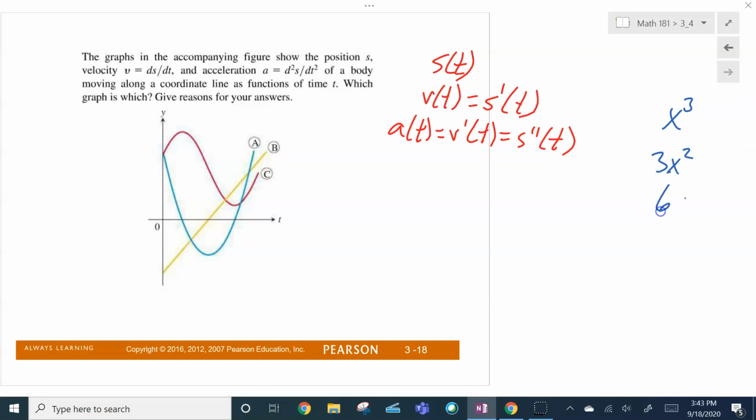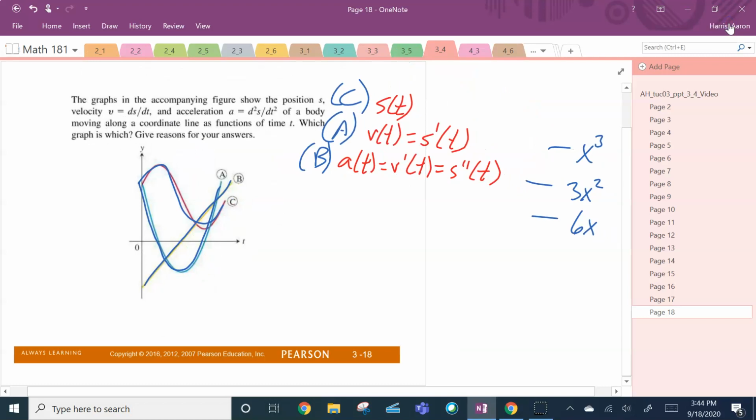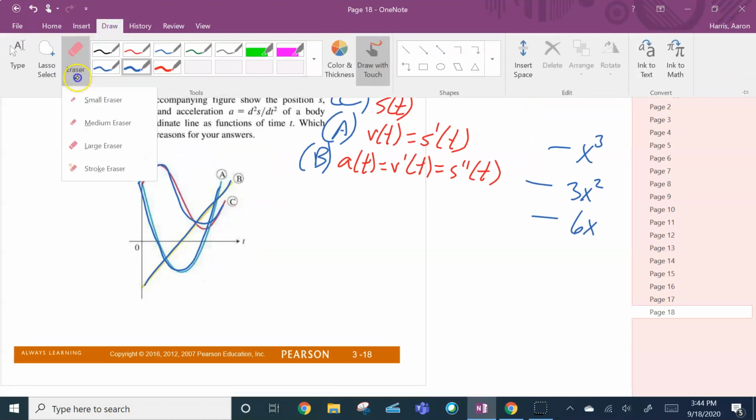When I take its derivative again, it's linear. You see what I'm saying? So C would have to be the position, the cubic. The quadratic, A, would be the velocity, and then B would be the linear acceleration, because they go down by a degree as you take the derivative. All right, so CAB.